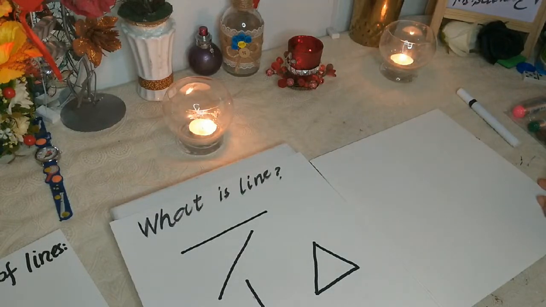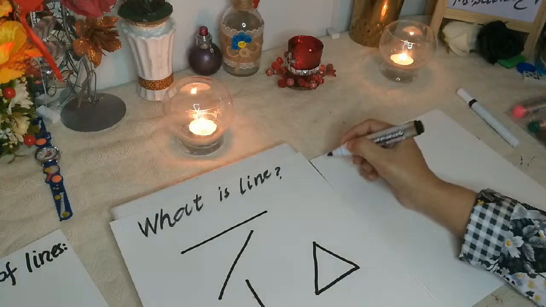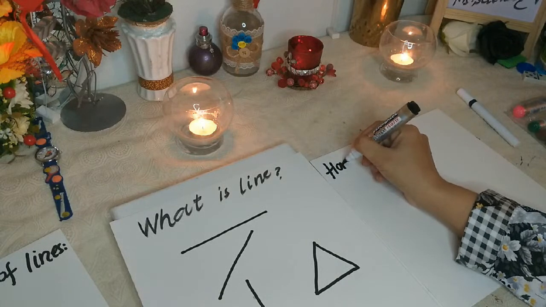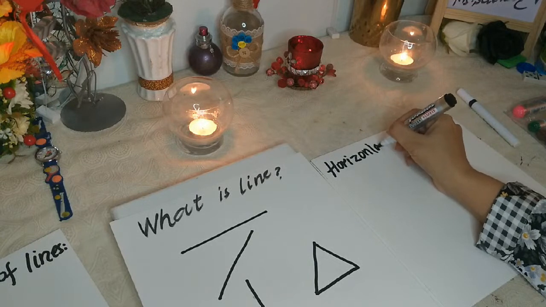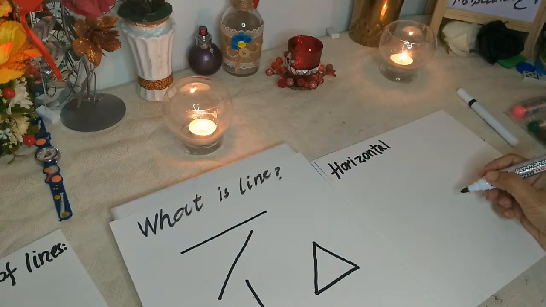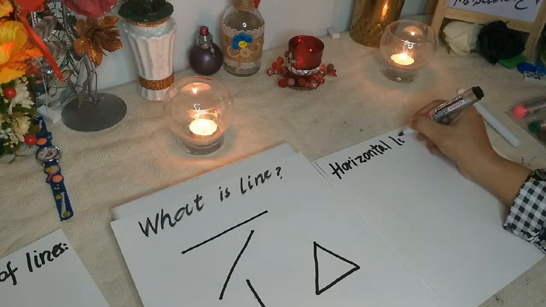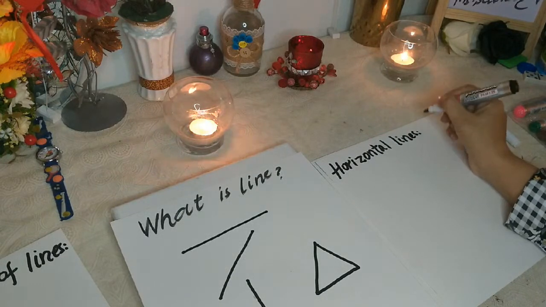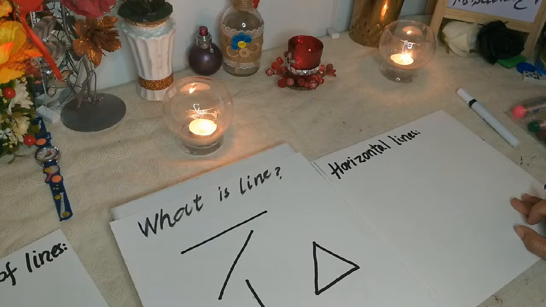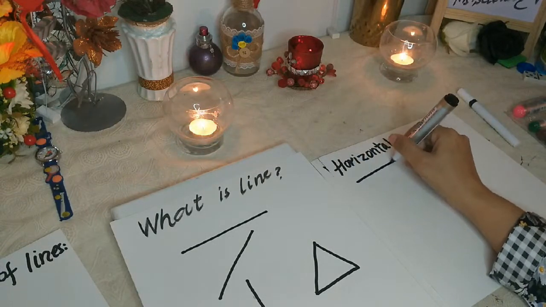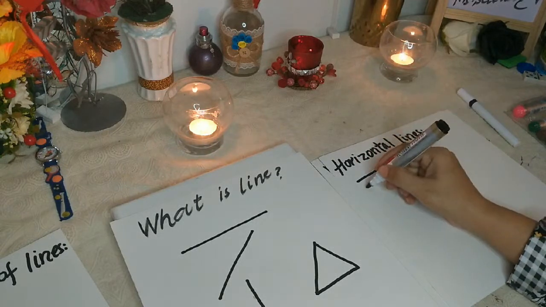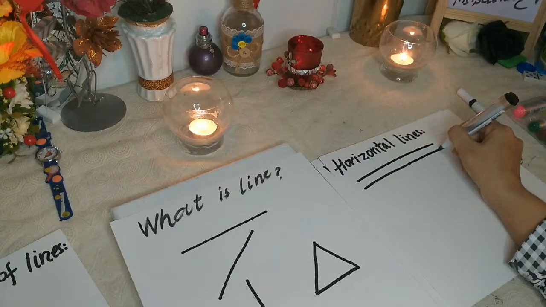Now we will move towards horizontal lines. I am keeping my lesson very simple and easy so that everyone can understand easily. Horizontal lines are straight lines parallel to the horizon line that move from left to right. So from left to right, we are going to make the horizontal line.